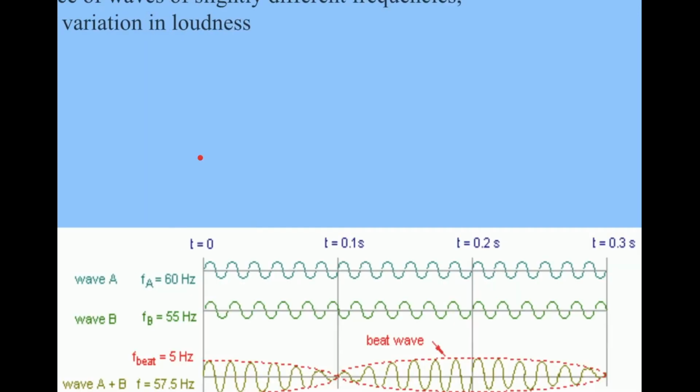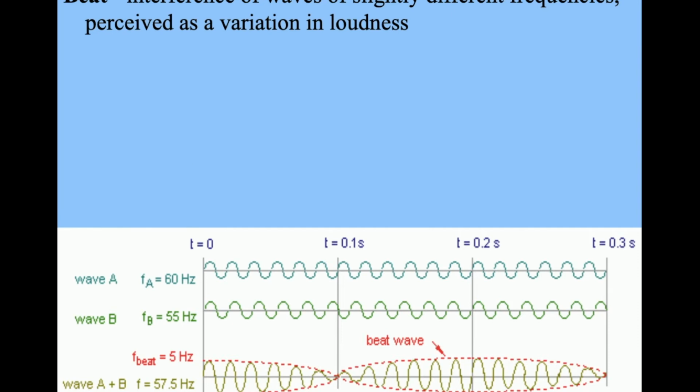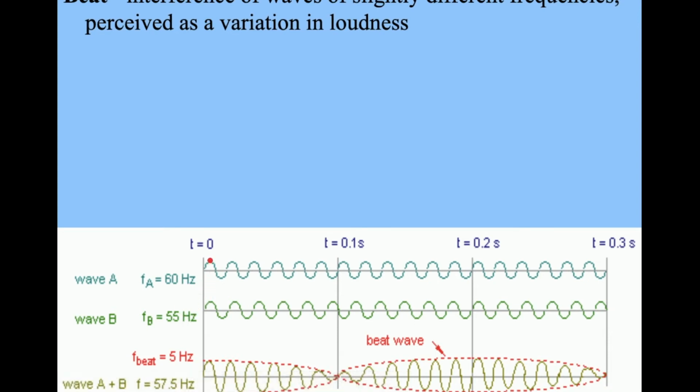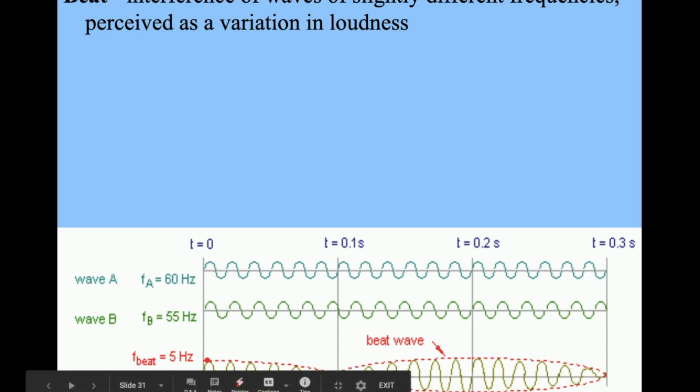Beats is a pretty cool thing. So beats is an interference pattern that occurs between two different waves. So if I look down below, I've got a 60 hertz and a 55 hertz. So here they're totally in phase. So again, when we go back to constructive interference, I have a wave up, I have a wave up. The resultant wave is a higher wave, or a wave with a higher amplitude.